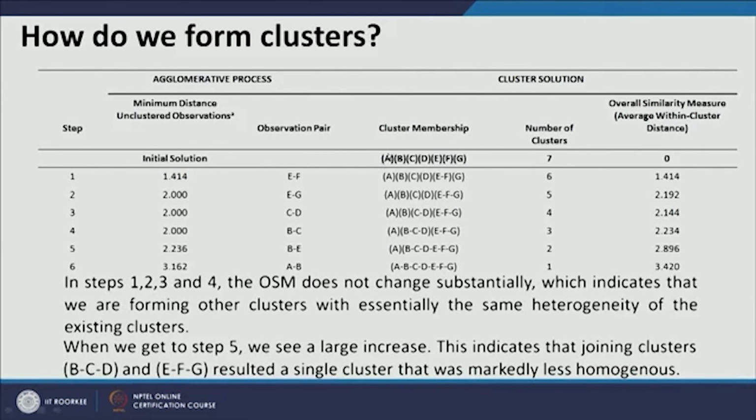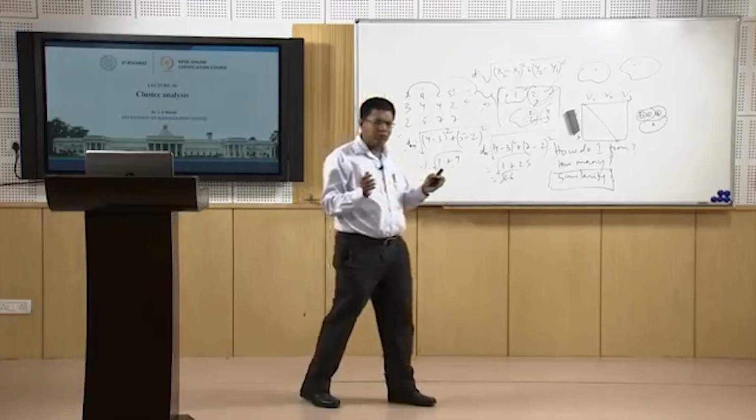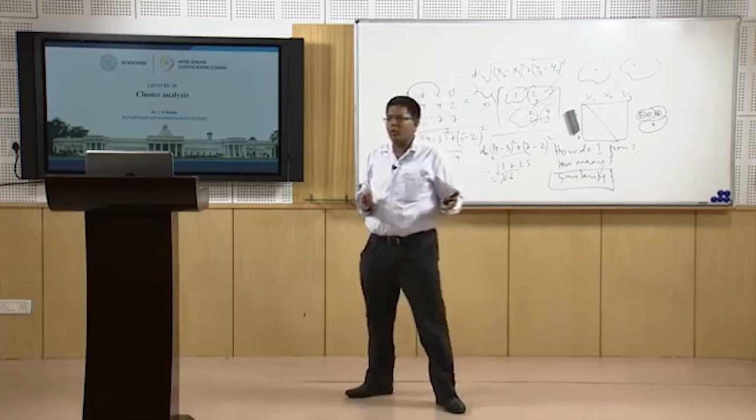If you can see the cluster membership here, A, B, C, D, E, F, G, there are 7 clusters, so we have not done any grouping. Now after this we clubbed E and F together to form a single cluster, so there are 6 clusters. Then we added E, F, G together, so 5 clusters. Then we added C and D together, then E, F, G. So basically we have reduced the number of clusters to a few, so that we can finally land up with one.